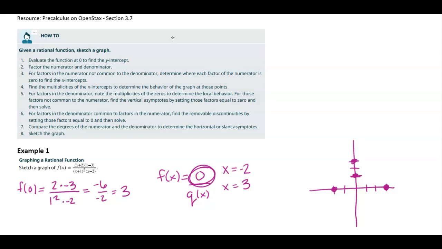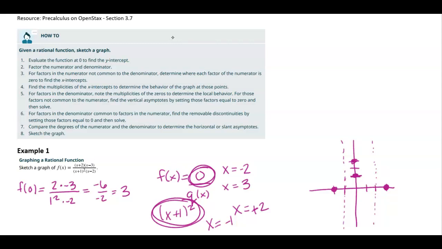All right, for factors in the denominator, note multiplicities of the zeros to determine local behavior. What that means is I have a factor in the bottom that is (x plus 1) squared. That means it's going to behave like 1 over x squared, excuse me, at a vertical asymptote of x equals -1. And then x equals 2 is going to be my other piece here.